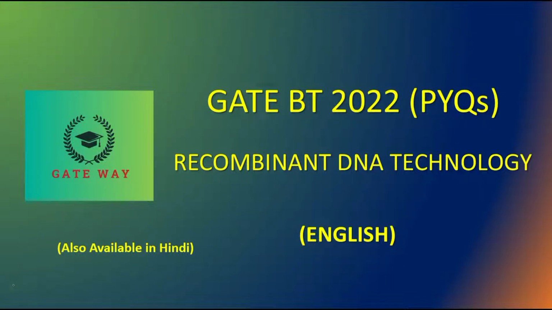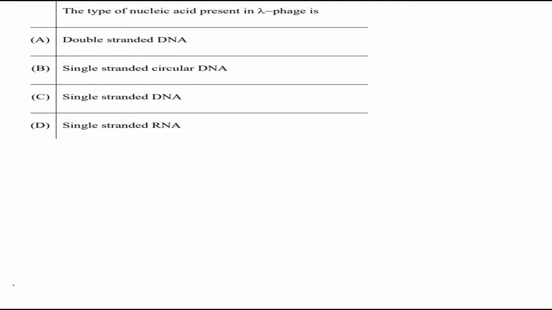In this video, we will discuss the PYQs of GATE regarding the topic recombinant DNA technology. So, let's move to the first question. The first question is: the type of nucleic acid present in lambda phage is A. Double-stranded DNA, B. Single-stranded circular DNA, C. Single-stranded DNA, and D. Single-stranded RNA.